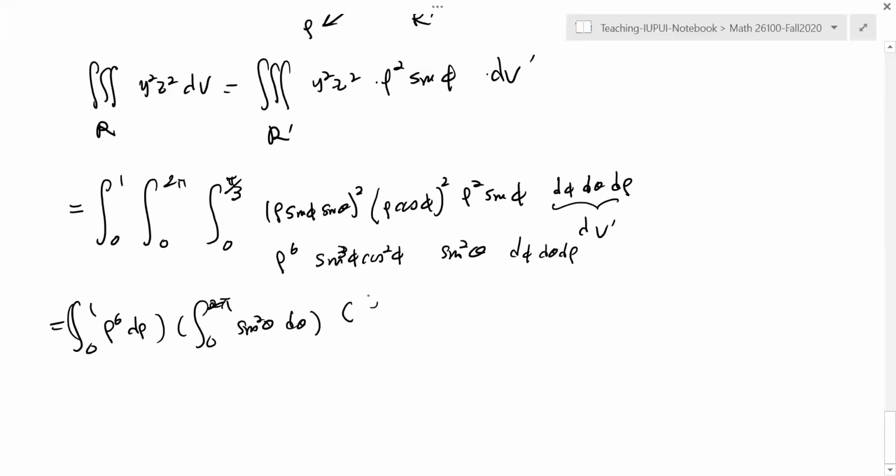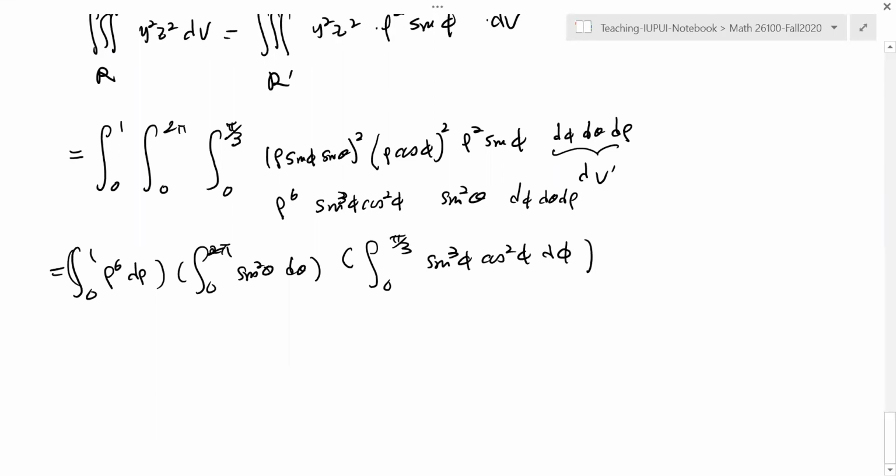Okay. In general, it cannot be done like that. Pi over 3, the sine cubed phi, cosine squared phi d phi. So you evaluate each of the integrals. The reason you can do that is, first of all, the rho to the 6 sine theta can be taken out because they're independent. So finally, you will get a product of those integrals.